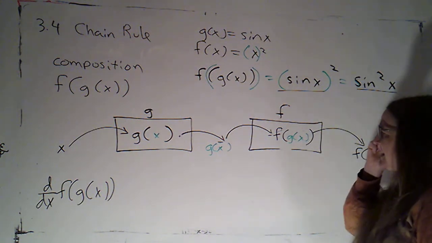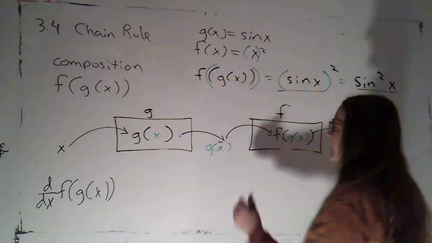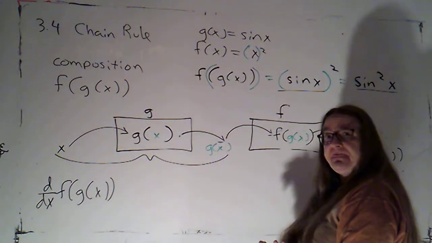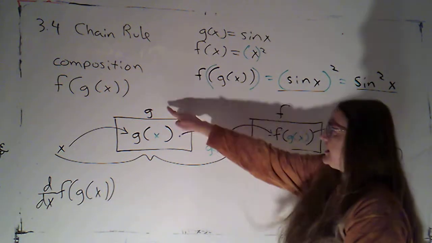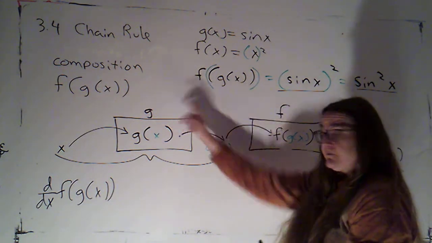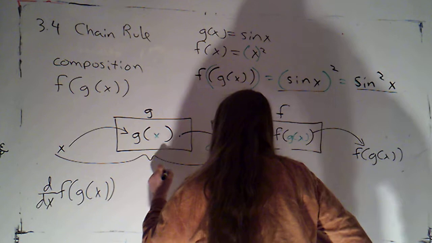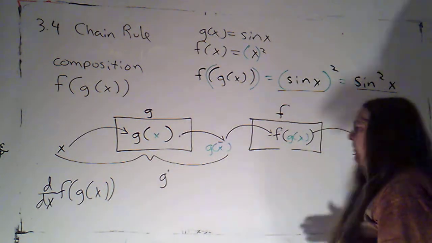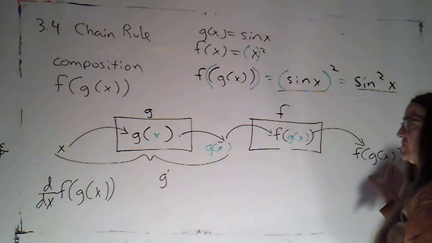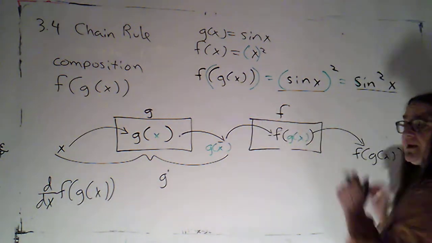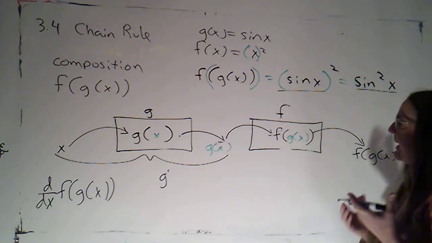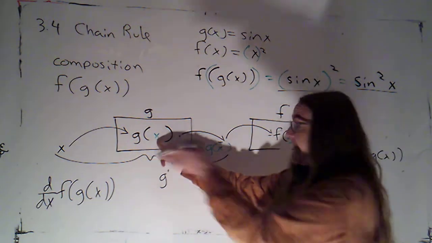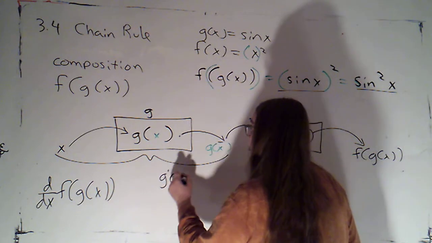So it seems reasonable that the function that measures the rate of change at this step is the derivative of g. So it seems reasonable to me that g prime ought to play some role in describing the rate of change of f of g of x with respect to x. And I care about g prime at x because that's what I'm going to be plugging in.